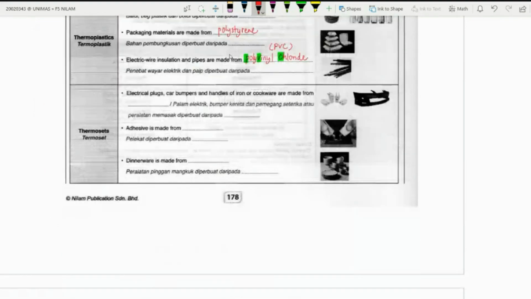Next we look into the thermoset. Under thermoset, we can see electrical plugs, car bumpers, and handles of iron or cookware made from what? Made from bakelite. Adhesive is made from what? Resin epoxy, like super glue. Then dinnerware is made from what? Melamine. These are the examples under thermoset.